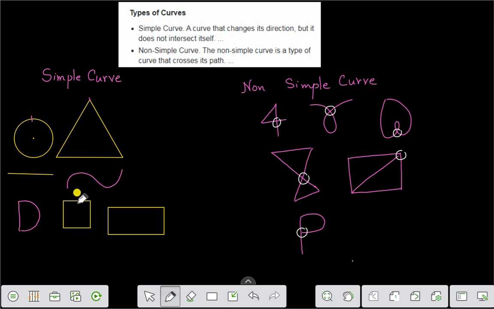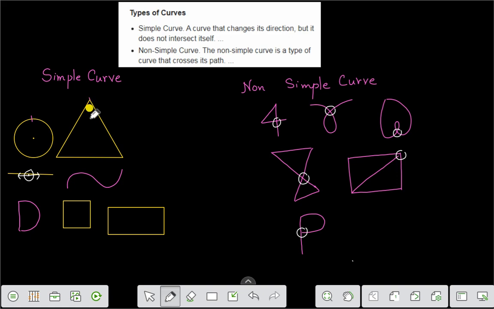We can give an idea of another way to recognize which are simple curves and which are non-simple curves. Here you see, if I take a point on this line, from this point we get only two directions. That means either you can move in this direction or you can move in this direction, right? That means we are getting only two directions, then it is a simple curve, right?